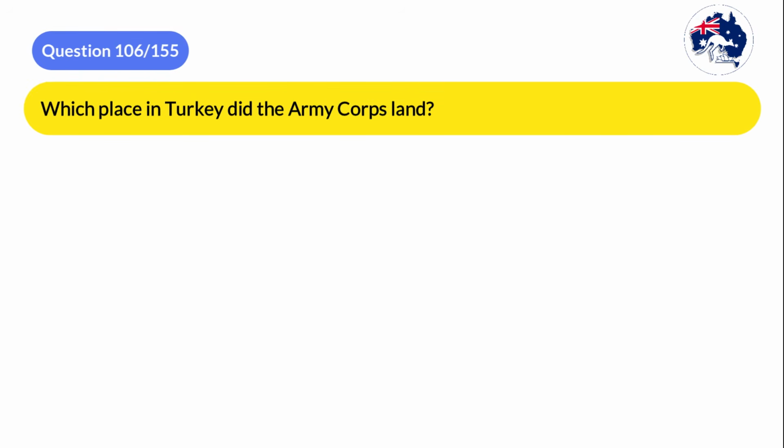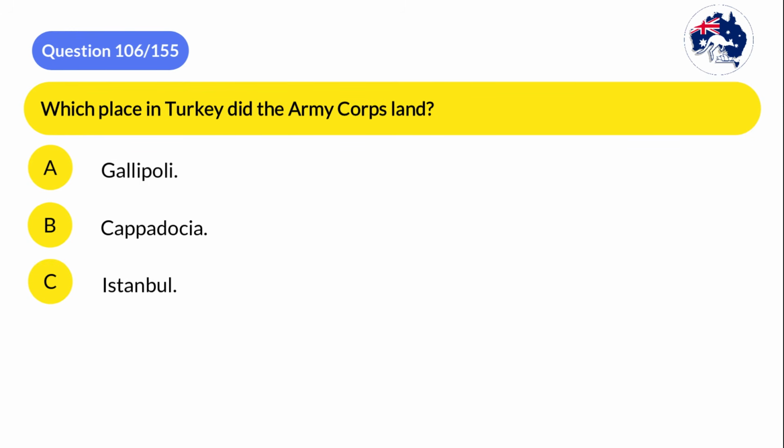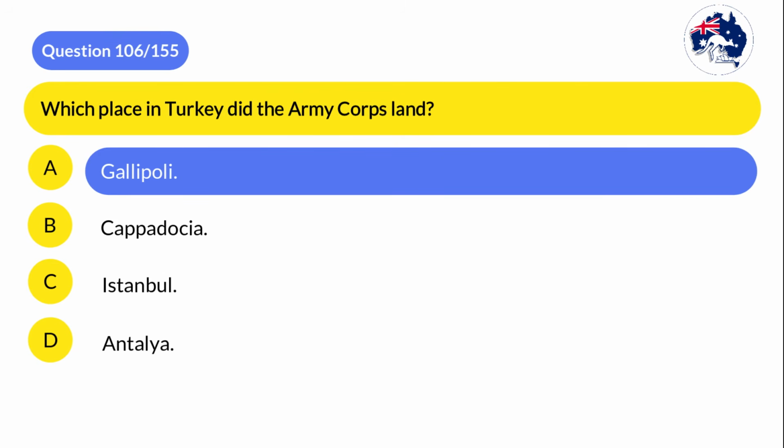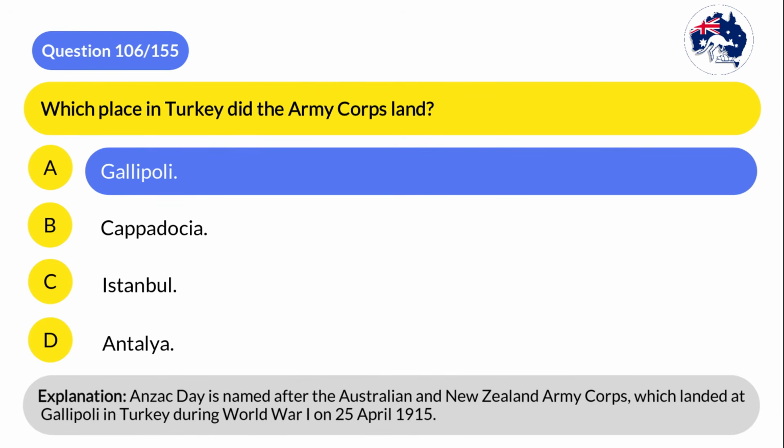Question 106. Which place in Turkey did the Army Corps land? A. Gallipoli. B. Cappadocia. C. Istanbul. D. Antalya. The correct answer is A. Gallipoli. Explanation. Anzac Day is named after the Australian and New Zealand Army Corps, which landed at Gallipoli in Turkey during World War I on April 25, 1915.